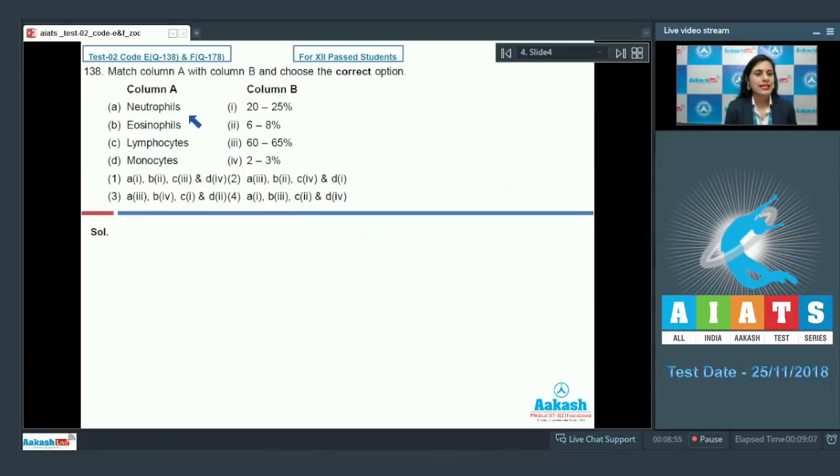Question number 138. Match column A with column B and choose the correct option. And in column A, type of WBCs in human blood are given. They are neutrophils, eosinophils, lymphocytes and monocytes. And in column B, the percent of different type of WBCs in human blood are given. And we have to match them. So to match these columns, we must remember a short trick, which is never let monkey eat banana.